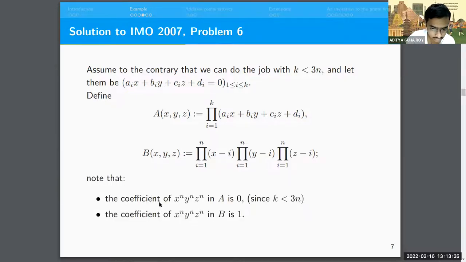We see that the coefficient of x^n y^n z^n in A is 0. This is essentially because k is less than 3n. So anything that has total degree 3n cannot have a non-zero coefficient in A, because we are just multiplying k many terms and k is less than 3n. And the coefficient of x^n y^n z^n in B is 1. From each of these terms, we get a coefficient of 1, so three ones multiplied together give 1.